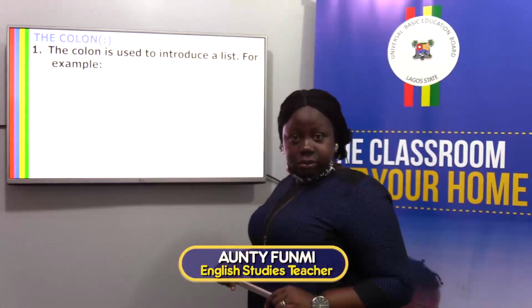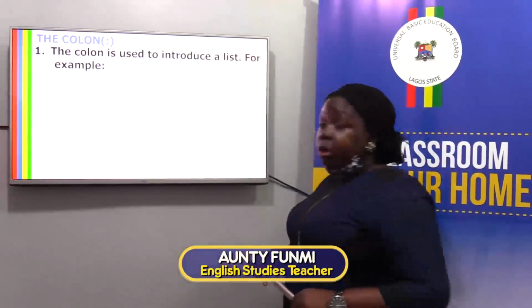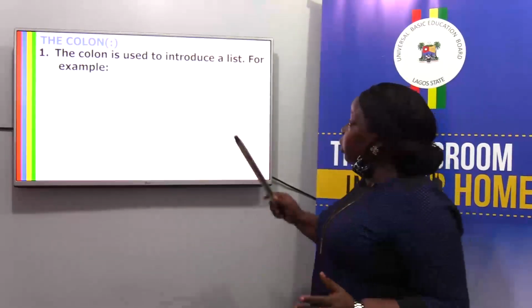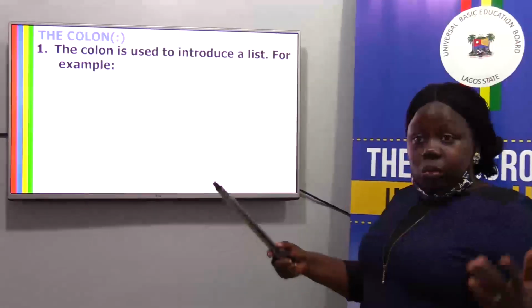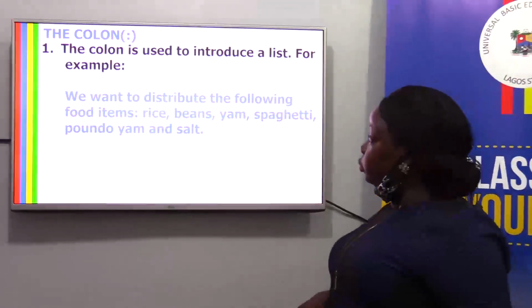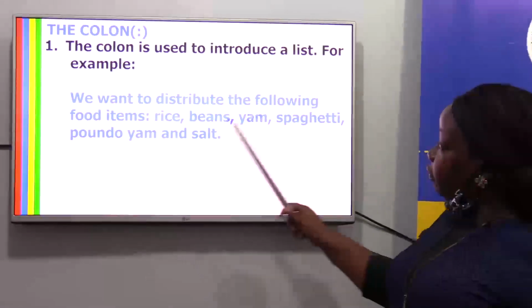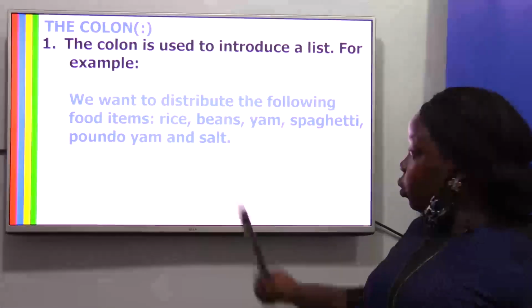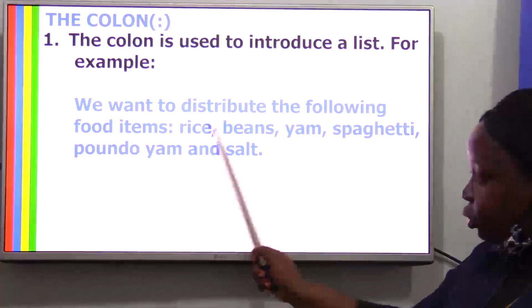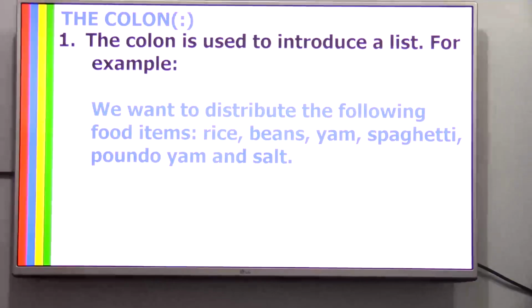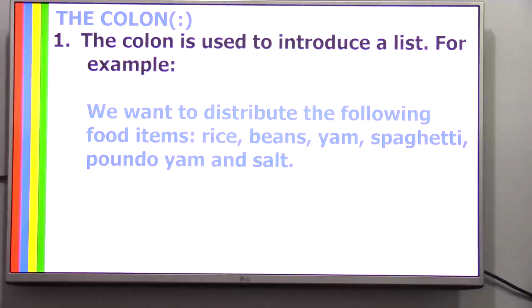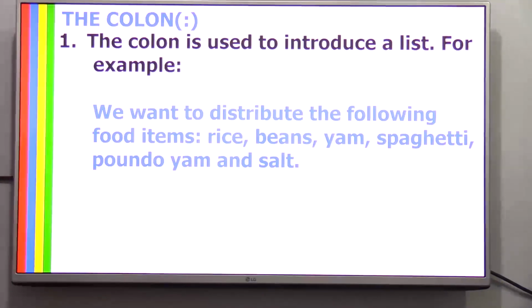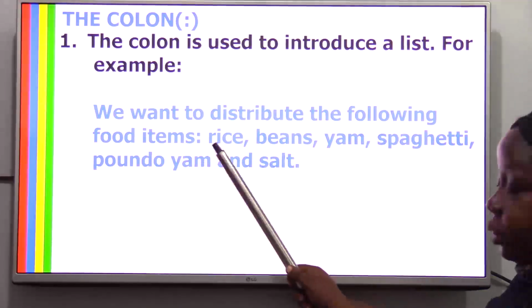Say the colon. Good. What do we use the colon for? We use the colon to introduce a list. When we want to introduce a list, we use the colon. For example, we want to distribute the following food items. Colon. This is the colon. Don't forget, the colon is like two full stops on top of one another.